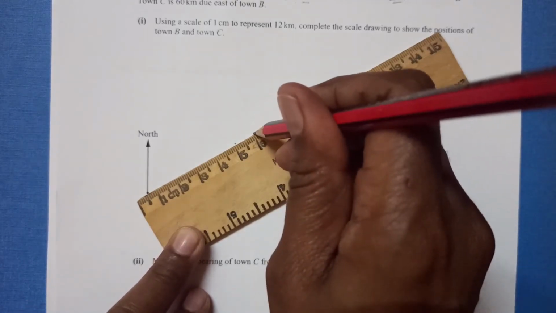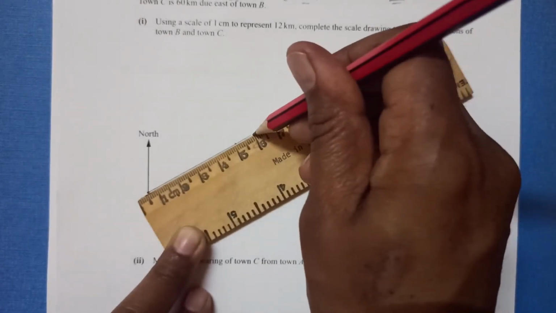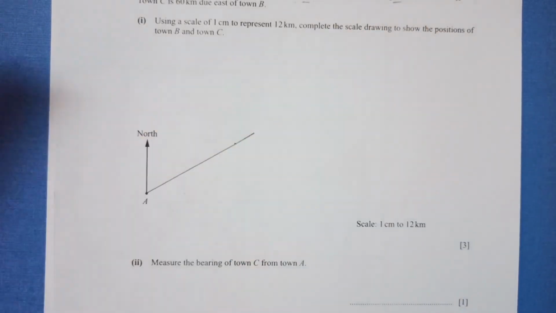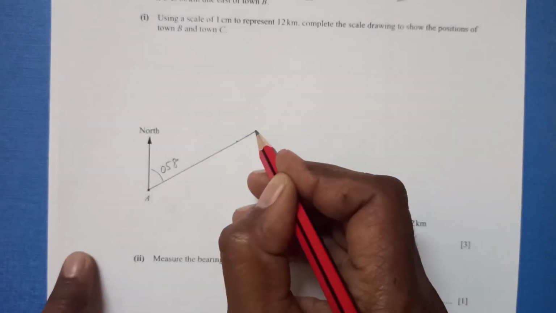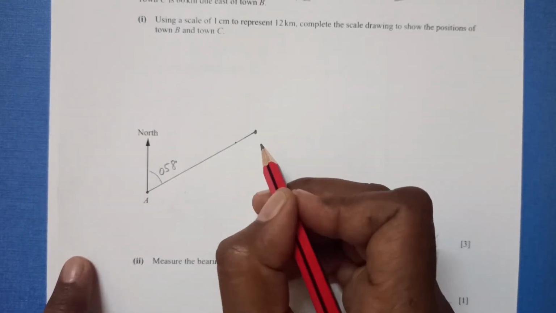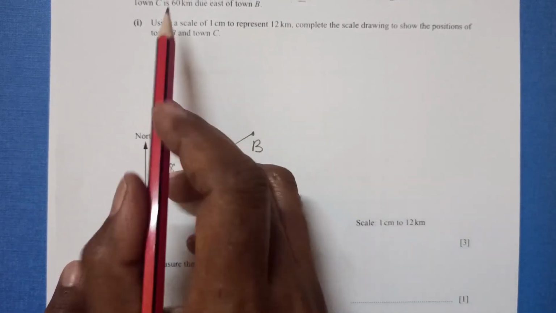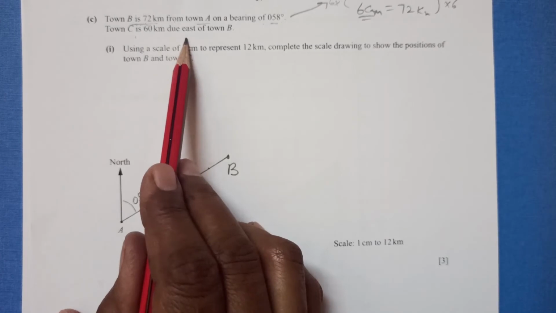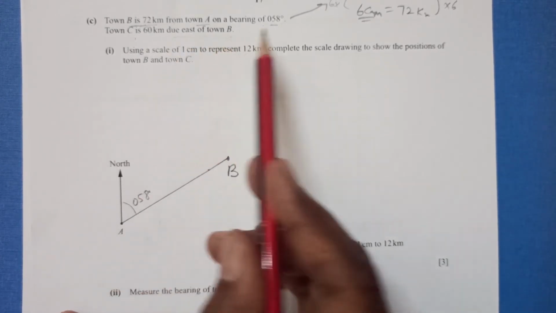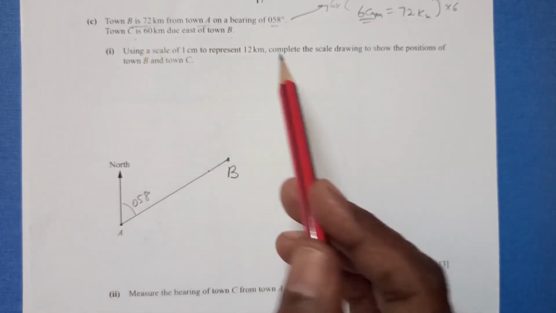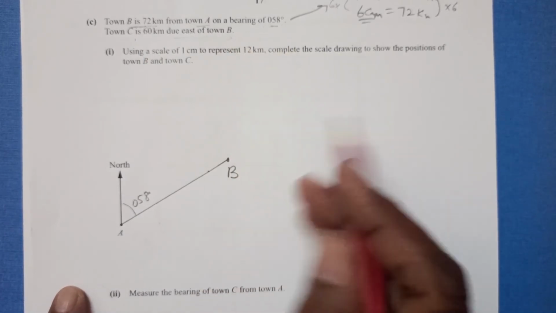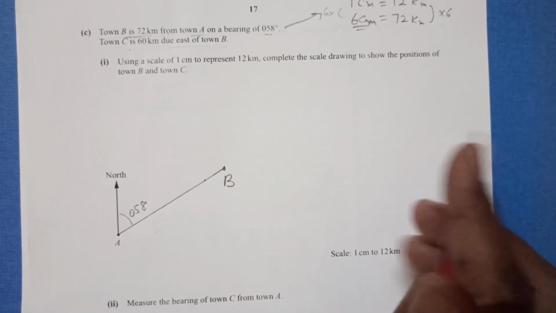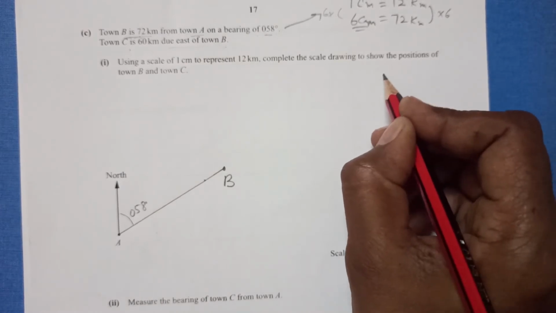So 6 centimeter is up to here, so we are going to draw. So this is the bearing of 58 degrees, and so then this will be our point B, right? So this is town B here. So now he said town C is at 60 kilometers due east of town B. So 60, first we need to find out the distance.